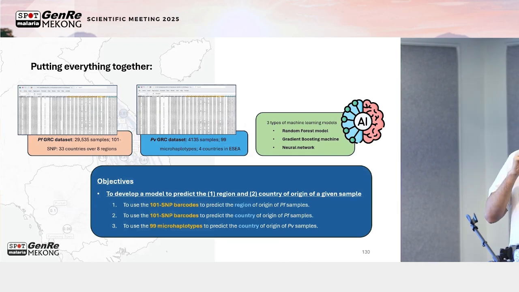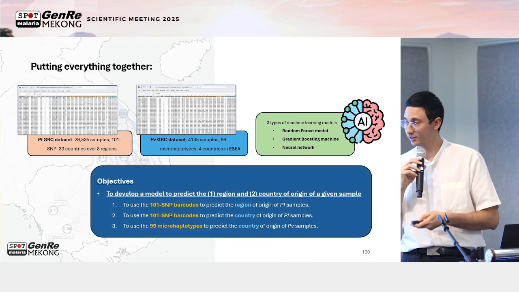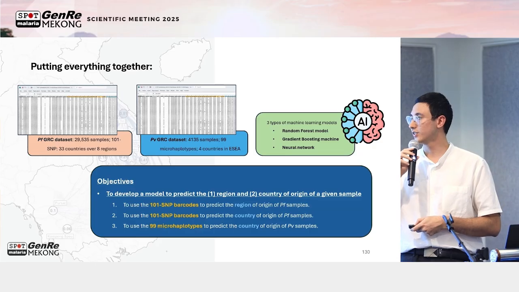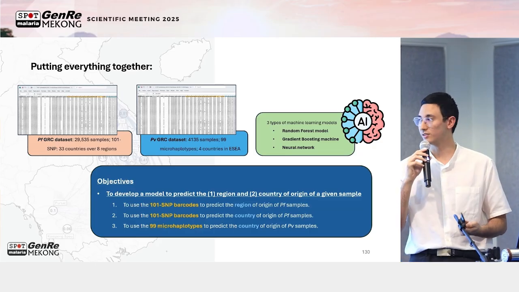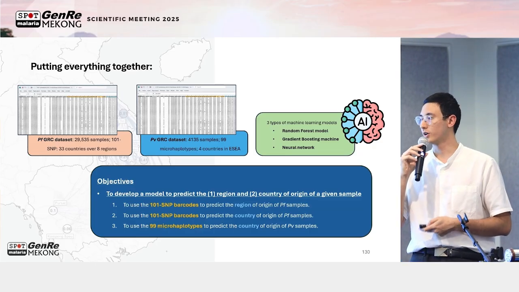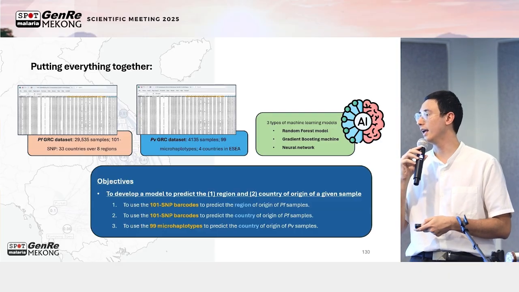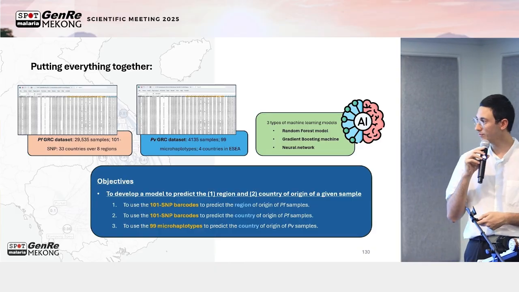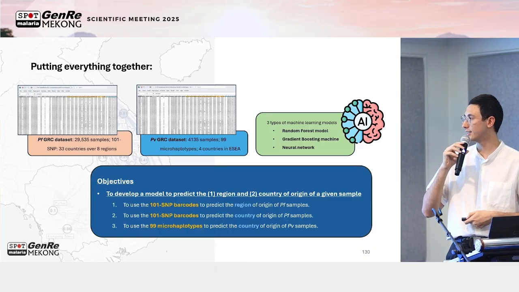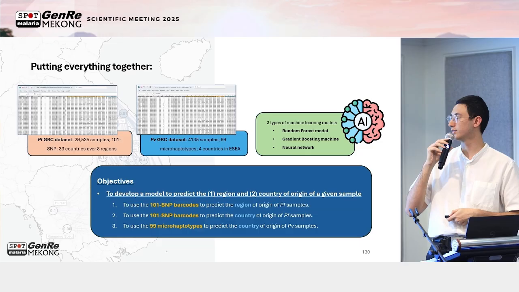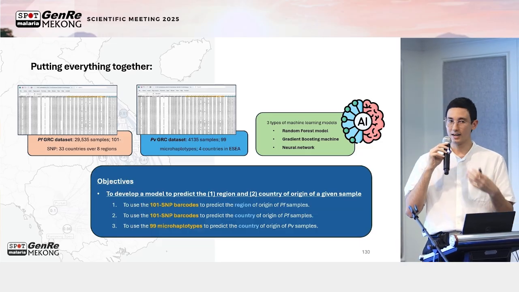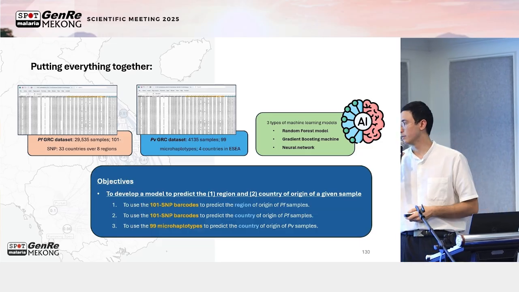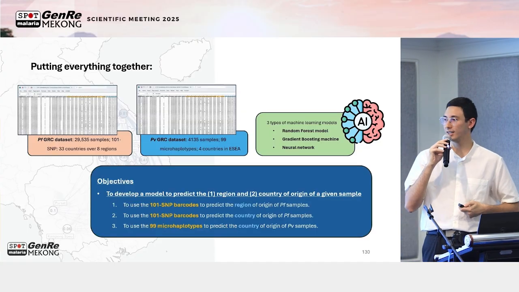So putting everything together, we have two data sets. The PF-GRC data set, which contains almost 30,000 samples with 101 barcoding SNP genotypes and coming from 33 countries over 8 regions. We have the PV data set, which contains over 4,000 samples with 99 microhaplotypes coming from 4 countries in the Eastern Southeast Asia region.